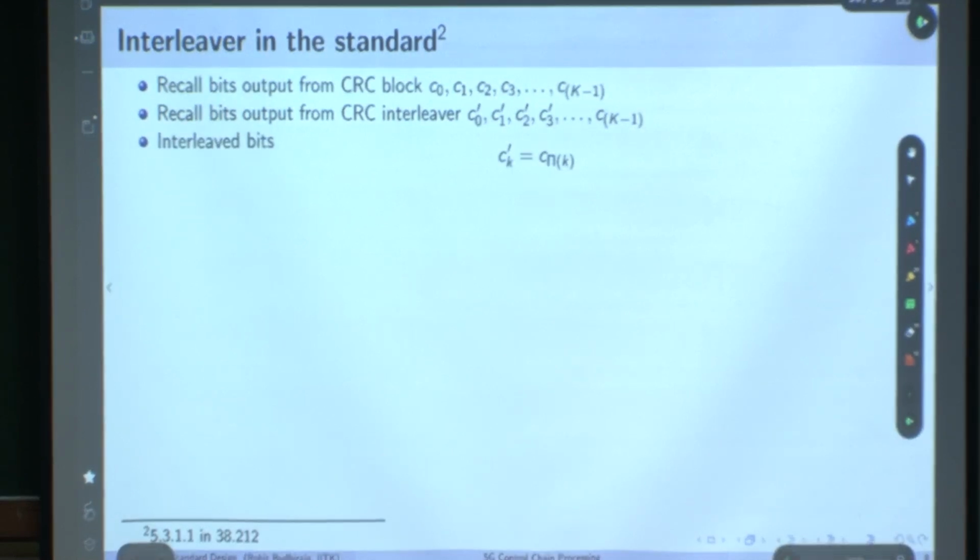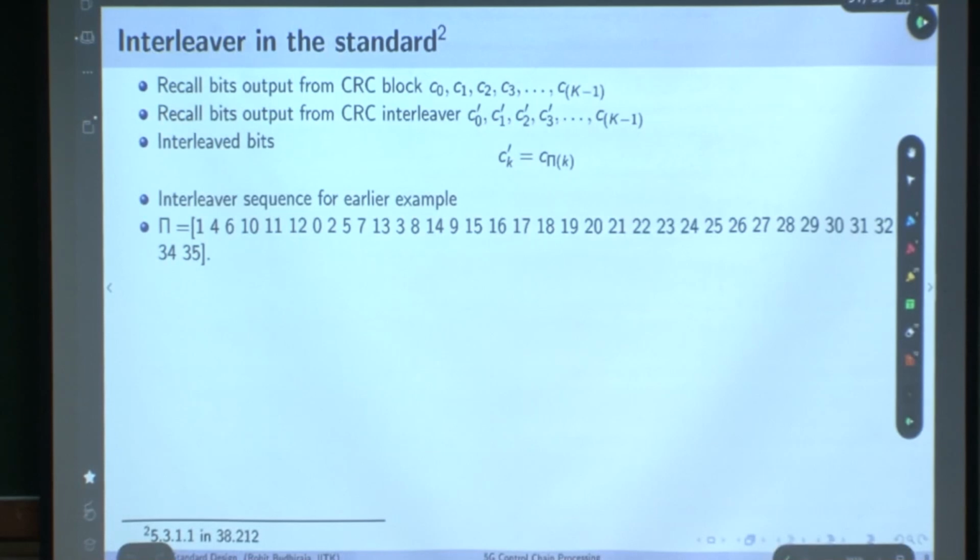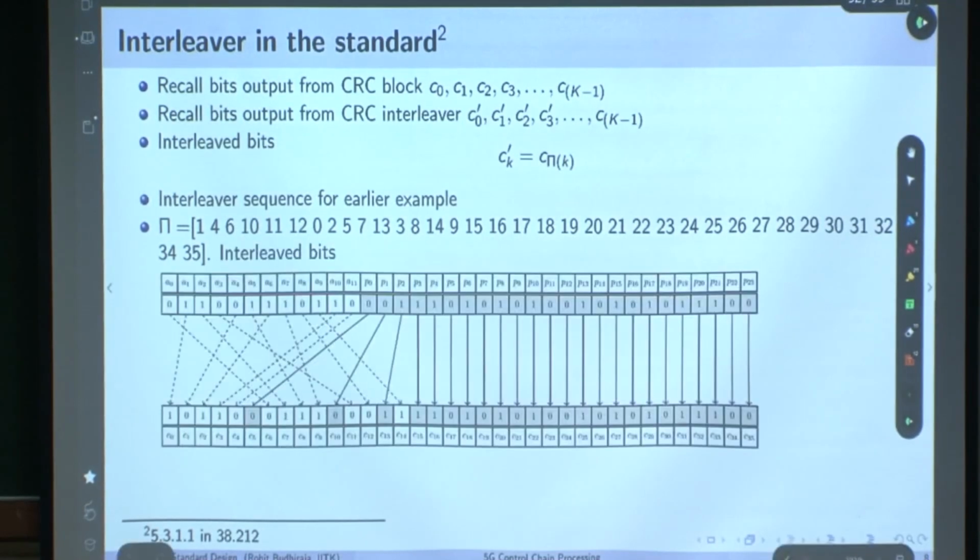So what is this interleaved sequence? How are you interleaving? You are taking the bit from pi of k and writing it at the kth position. That's what you are doing. Pi of 0 will become C of 0. Please understand that. Let's see this. This is the interleaver sequence for our earlier example. We just derived it. This is an example. Let's see how it is working. Let's apply it to this, right? That's the example we have been taking.